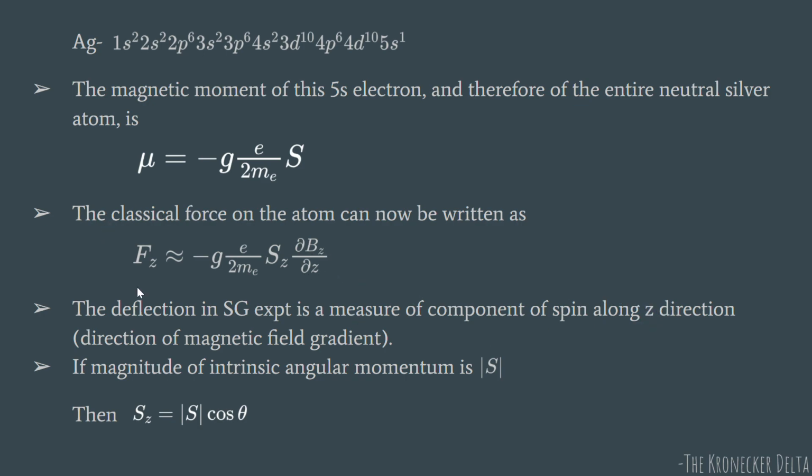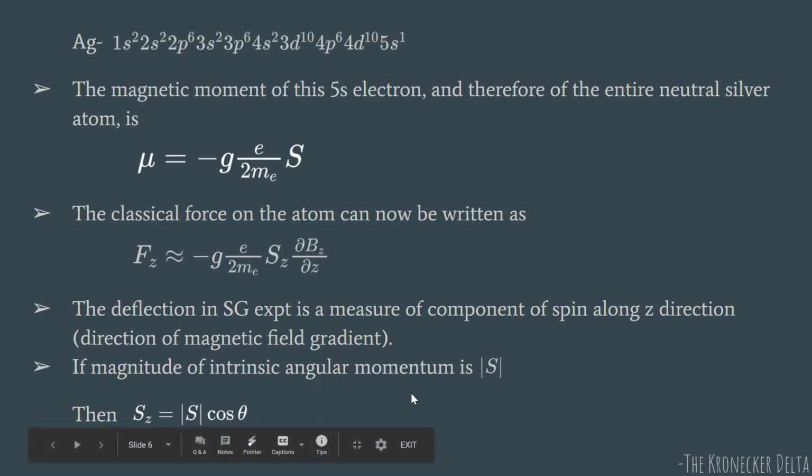So now this formula will tell you how much force is acting on this particular atom, depending on its component of spin along the z direction. Point to be noted is here we are not talking about the entire spin angular momentum, we are talking only about its component in the z direction. Now we see that there won't be just one atom, there are a number of atoms coming out of the oven.